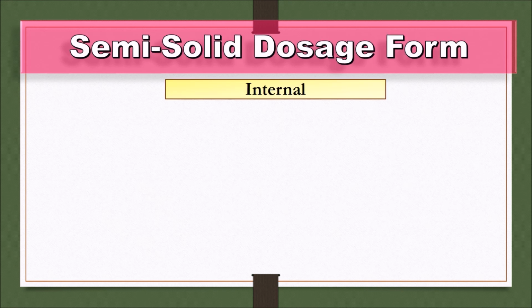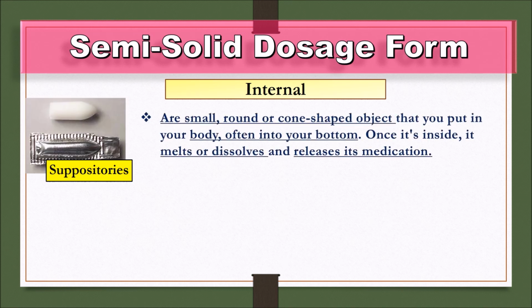Now we will see the semi-solid dosage form. In that we have internal and external. First we'll talk about internal semi-solid dosage form. So first example is suppositories. What are suppositories? Suppositories are small rounded cone-shaped objects.